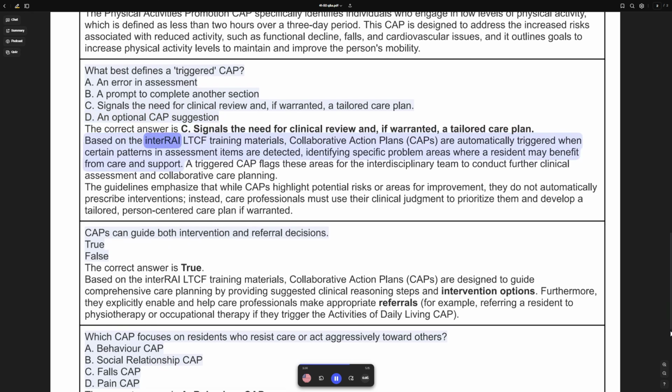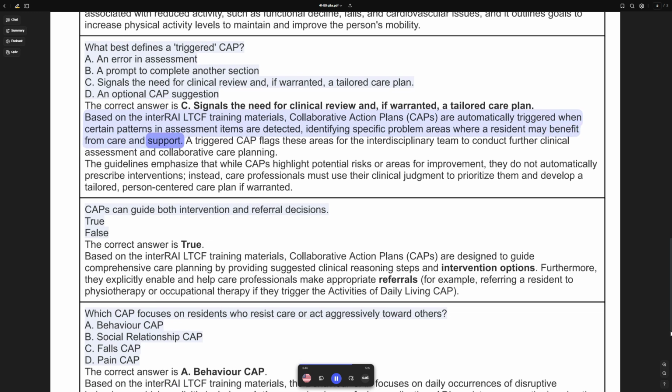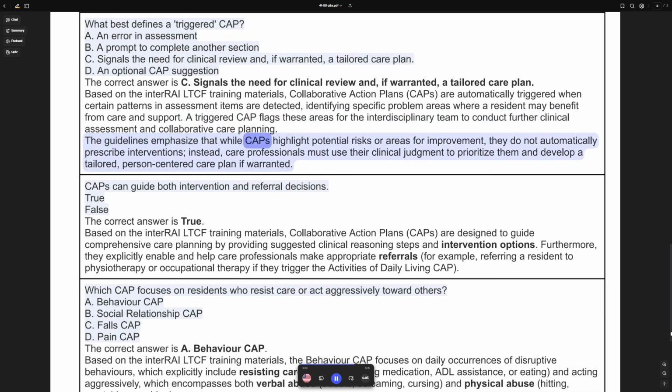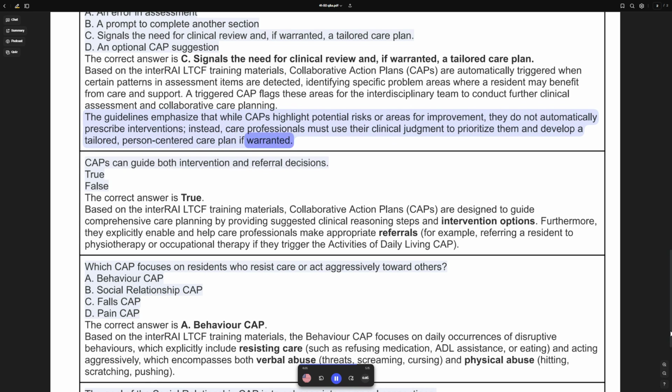Based on the interRAI LTCF training materials, collaborative action plans, CAPs, are automatically triggered when certain patterns in assessment items are detected, identifying specific problem areas where a resident may benefit from care and support. A triggered CAP flags these areas for the interdisciplinary team to conduct further clinical assessment and collaborative care planning. The guidelines emphasize that while CAPs highlight potential risks or areas for improvement, they do not automatically prescribe interventions. Instead, care professionals must use their clinical judgment to prioritize them and develop a tailored, person-centered care plan if warranted.